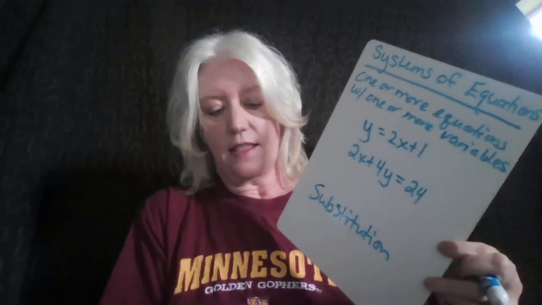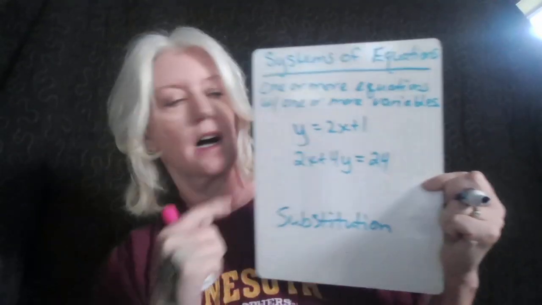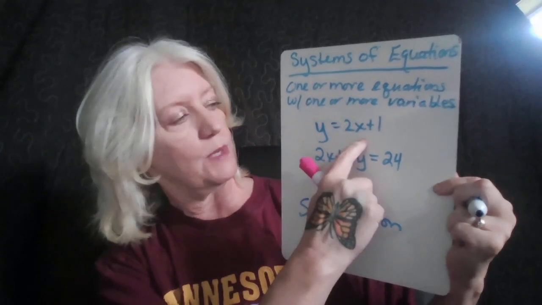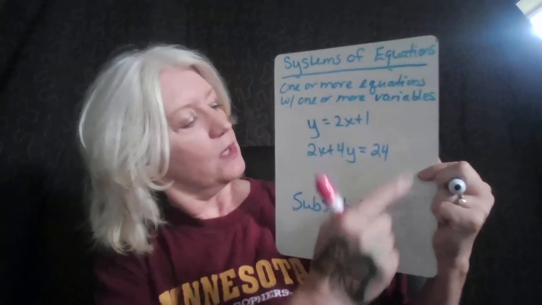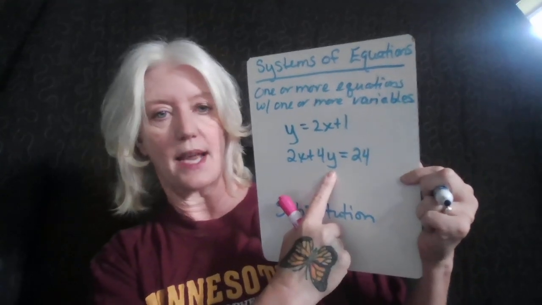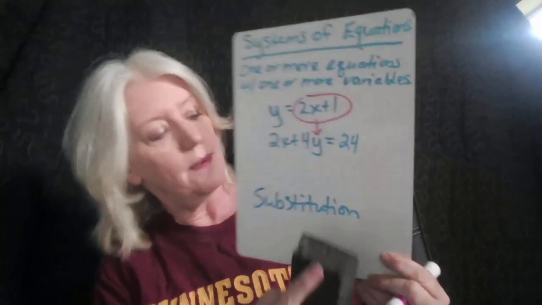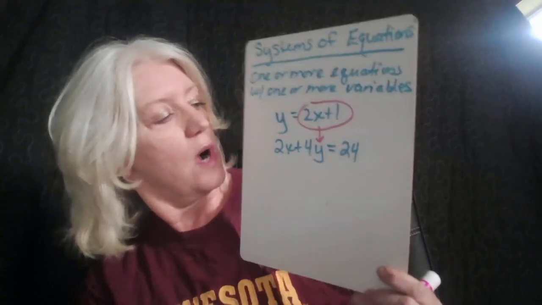Okay, you're going to take the value of y, which is 2x plus 1, and substitute it into this equation where y is. Now, this is very much like doing a composite function because you're putting one function into another function. So basically, that is what you're doing. You're going to take your 2x plus 1, and you're going to replace it right there. All right? Substitution.